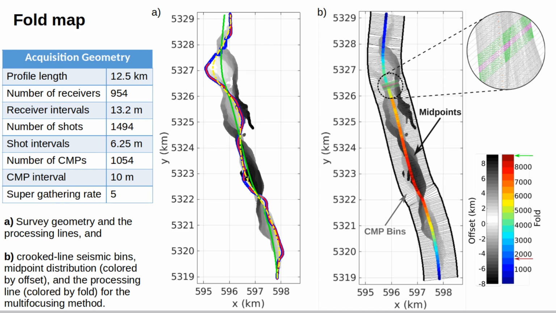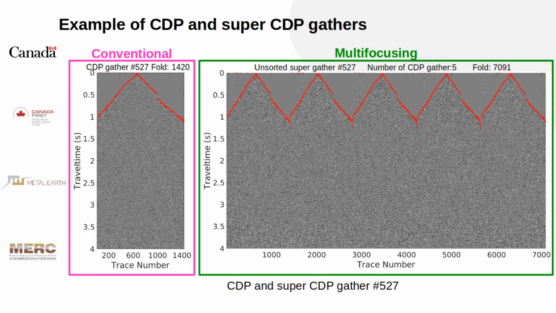The close-up figure at top right shows the data points contributing to building a CMP and a super CMP gather. The data points used for the conventional are shown in magenta, and for the multifocusing are shown in magenta plus green. This figure shows an example of the super gather after signal processing and static corrections. This figure demonstrates how challenging it can be to extract signals from this poor quality field data.